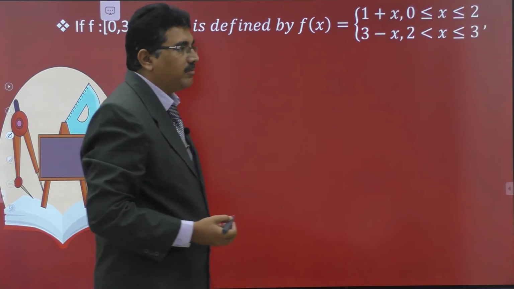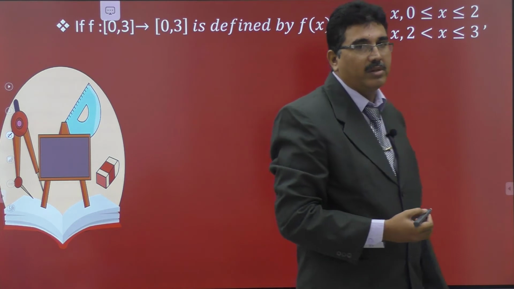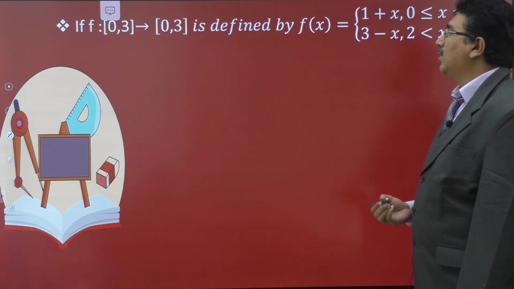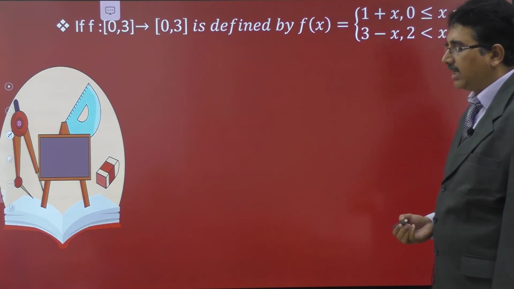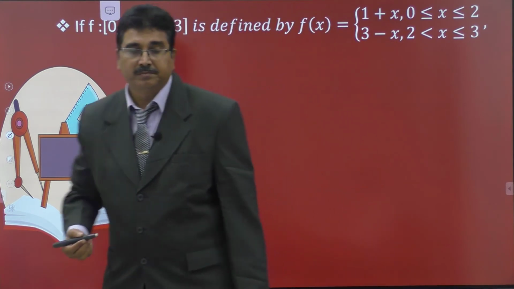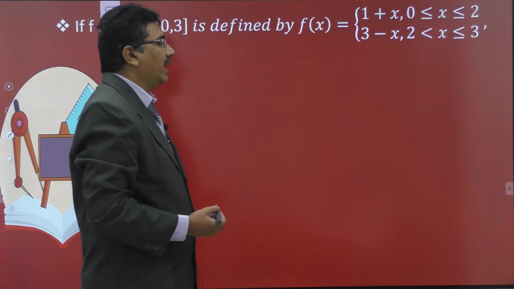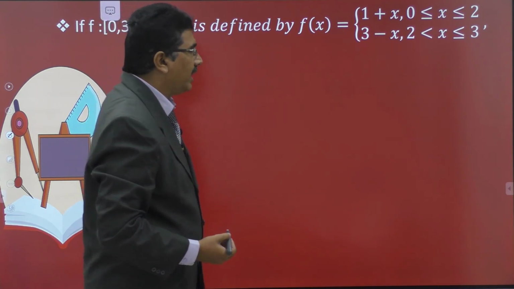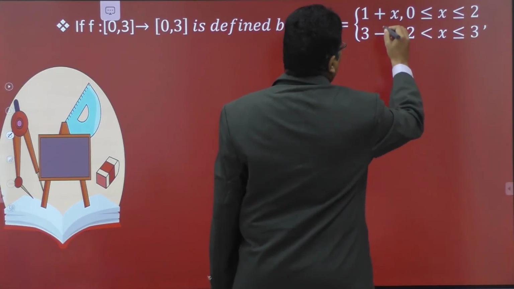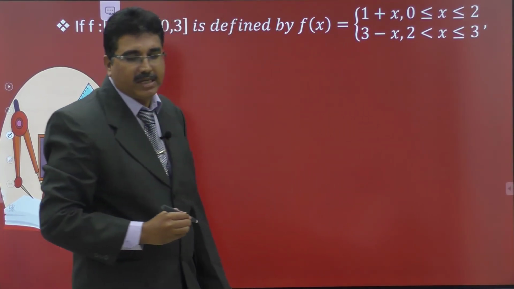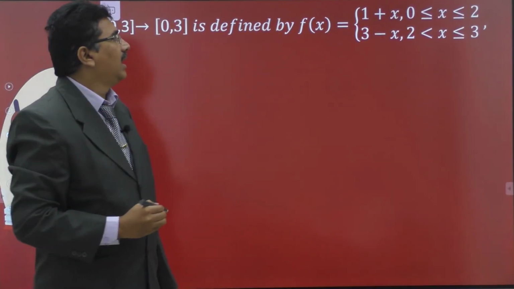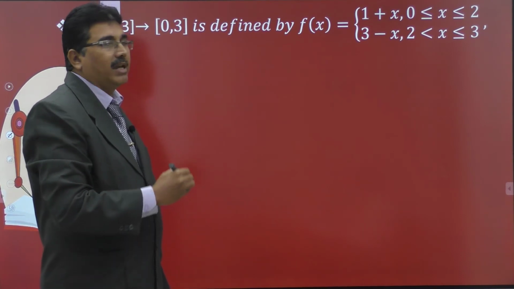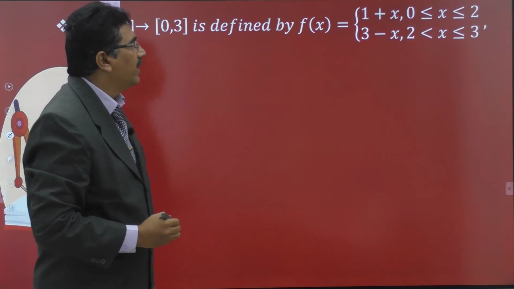Right, now see one problem. f mapping from closed interval 0, 3 to closed interval 0, 3 is defined by f of x can be defined as a piecewise function. If x lies between 0 and 2, then f of x is equal to 1 plus x. If x lies between 2 and 3, then f of x is equal to 3 minus x. Right, f of x is defined like a piecewise function.